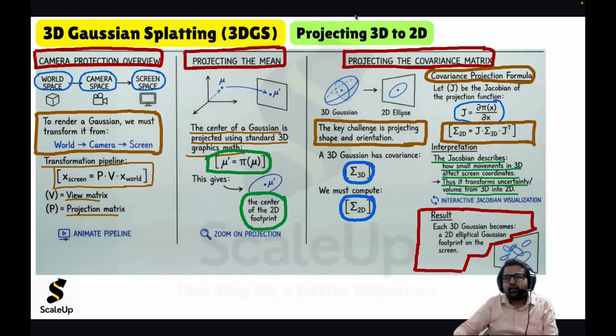So projecting 3D to 2D is very clear: in the transformation pipeline, from the world space X world, we multiply with the view matrix and projection matrix to get X screen. We project the center using standard 3D graphics math, and we project the covariance matrix, which involves the Jacobian matrix.